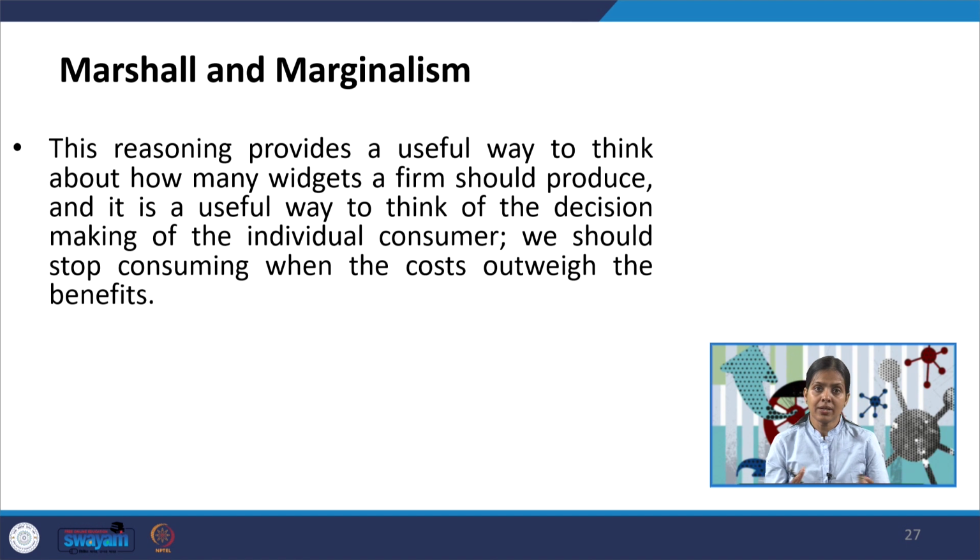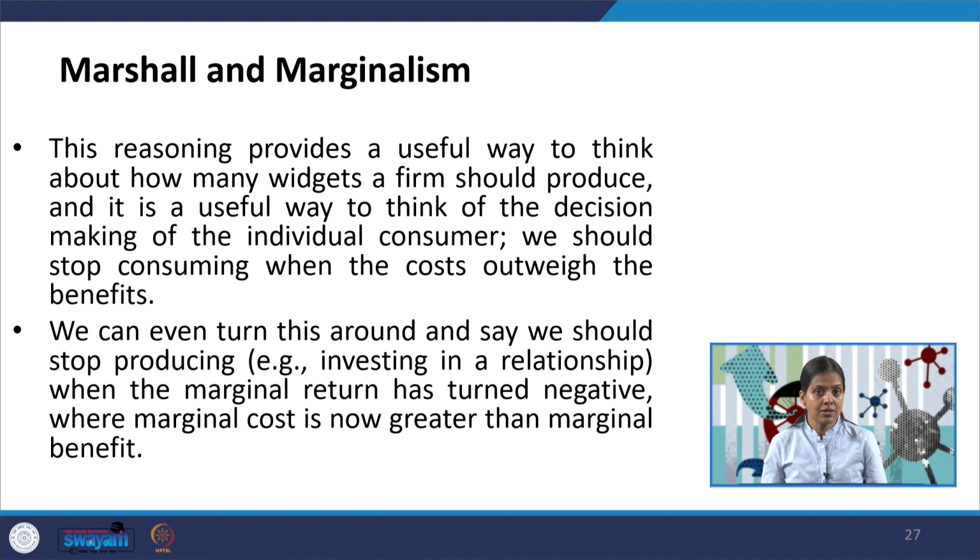This reasoning provides a useful way to think about how many widgets a firm should produce, and it is a useful way to think of the decision making of the individual consumer. We should stop consuming when the costs outweigh the benefits. We can even turn this around and say we should stop producing, for example, investing in a relationship, when the marginal return has turned negative, where marginal cost is now greater than marginal benefit.